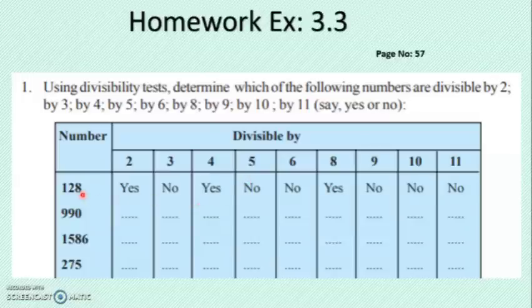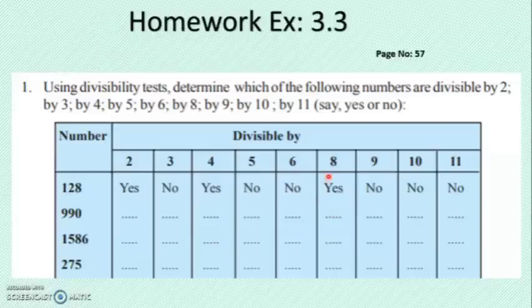Now 5. 5 is very easy. The last digit should be 5 or 0. Here it is 8, so it is not divisible. Then 6. For 6, what do we do? Just from seeing the first and second column you can say if it is divisible or not. It is not. Why? Because by 2 it is divisible, by 3 it is not. We check if the number is divisible by both 2 and 3, then only it is divisible by 6. Here it is not the case. By 3 it is not divisible. That is why by 6 also not divisible.